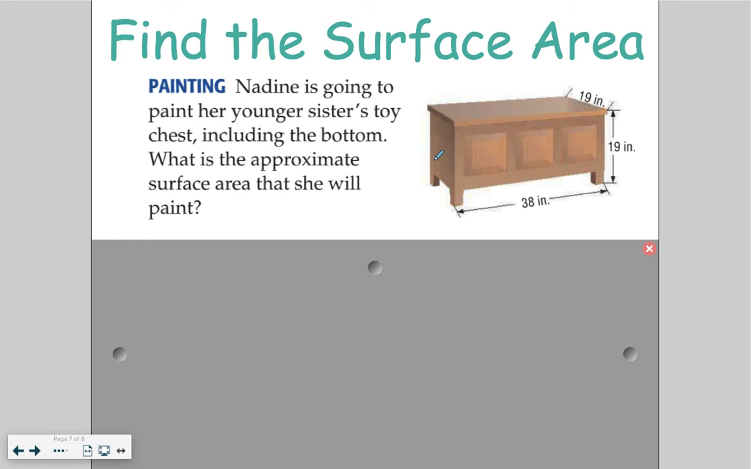Final example here, we have Nadine is going to paint her younger sister's toy chest, including the bottom. So we're going to include all of the pieces here. You don't have to change any of the 2's to a 1. We want you to go ahead and approximate the surface area, so find that surface area value for how much she is going to be painting. Go ahead and try it on your own.